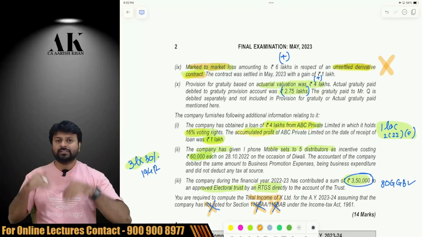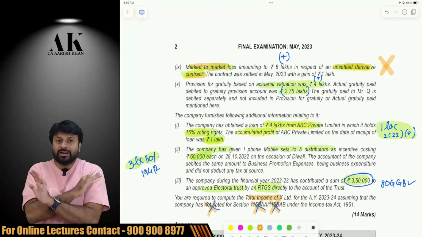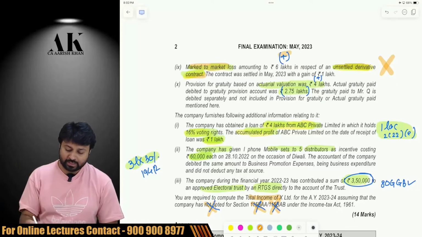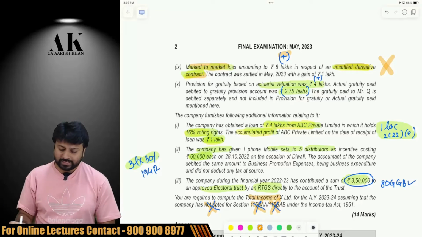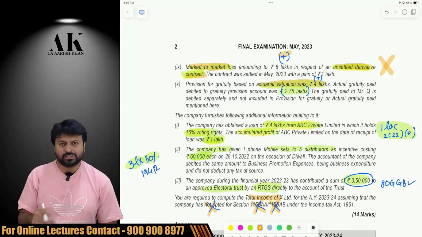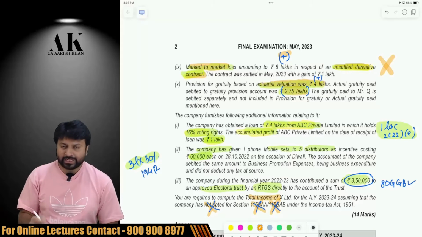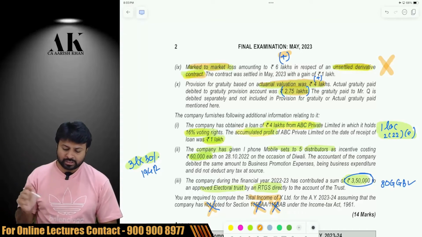Therefore, because ICDS 1 says that an unsettled derivative contract is not allowed as a deduction as per ICDS, this mark to market loss will be disallowed under the income tax law. Next one is a very routine adjustment whereby the actuarial valuation is 4 lakh rupees. So the provision for gratuity will be added back, and the actual gratuity which is paid to the employee will be allowed as a reduction under PGBP.